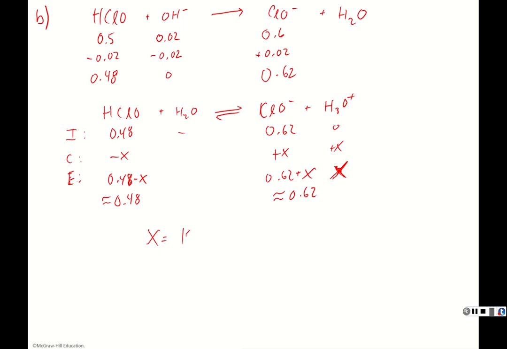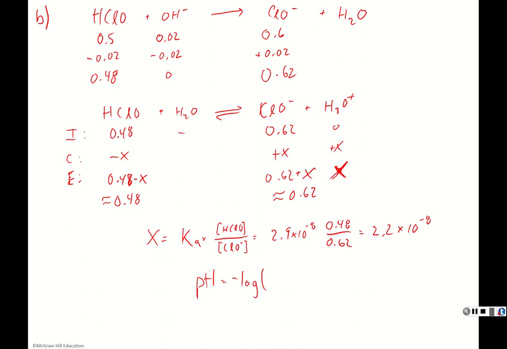Right, so now we can solve for x again. X is just going to be Ka times acid concentration over base concentration. So that's 2.9 times 10 to the minus 8 times the fraction of 0.48 divided by 0.62. And that equals 2.2 times 10 to the minus 8. And if we calculate the pH from that, pH equals negative log of 2.2 times 10 to the minus 8. That is 7.65. Right, so you see that after we added that strong base, the pH really didn't change much. It went from 7.62 to 7.65.